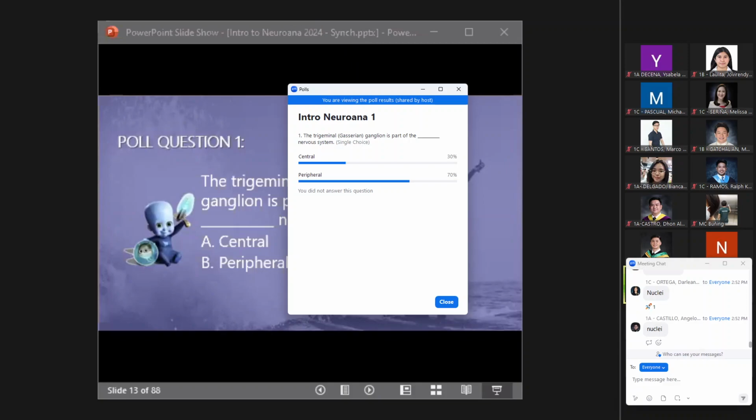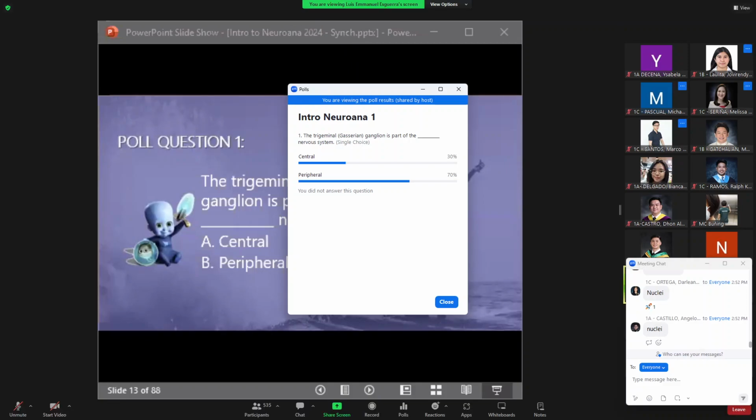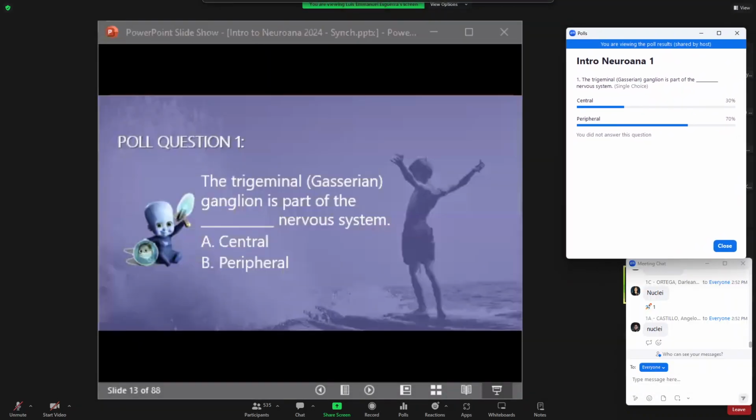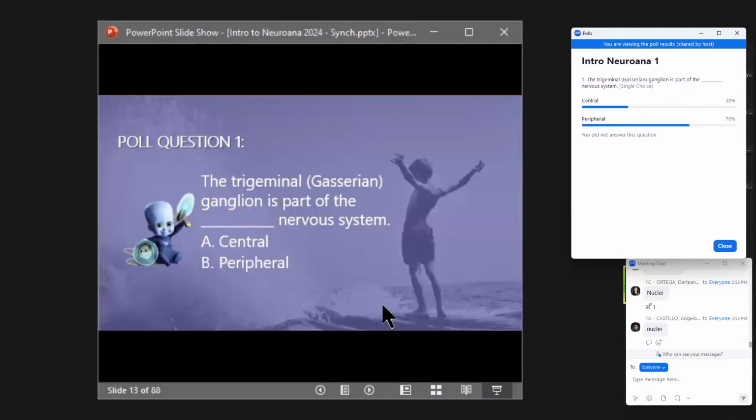So most of you answered central. Peripheral, 70%. So the answer here is peripheral, because remember the term, it's ganglion. Remember, ganglion in the peripheral nervous system, nuclei in the central nervous system. The only exception is that basal ganglia problem. But in principle, it's basal nuclei.